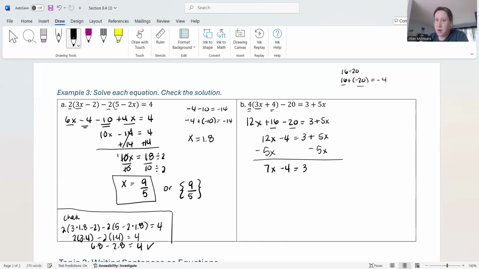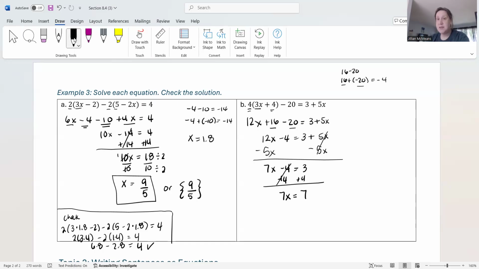And keep in mind on the right, 5x minus 5x, we get lazy. We say they cancel. Just know it really just becomes 0. 0 plus 3 is just 3. Okay. Now I want to get my 7x alone. The issue is this minus 4. I need to move it. Since it is minus 4, we undo subtraction with addition. So I'm going to add 4 to both sides. Well, negative 4 plus 4 is 0, right? So we get 7x minus 0, which is just 7x. And then we get 3 plus 4 is 7.